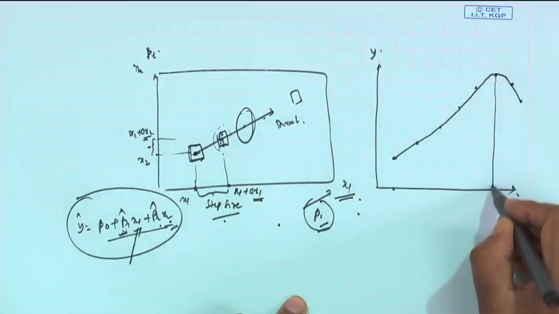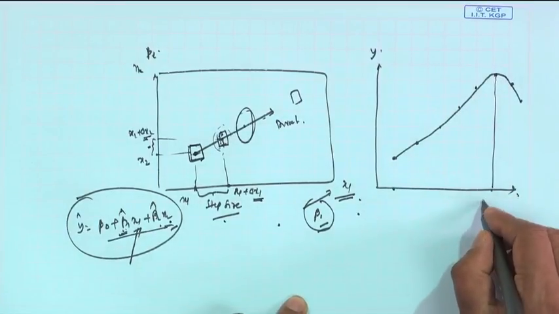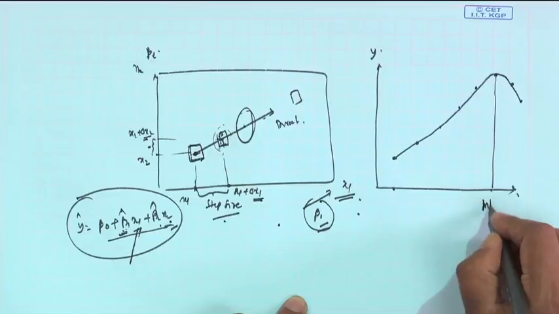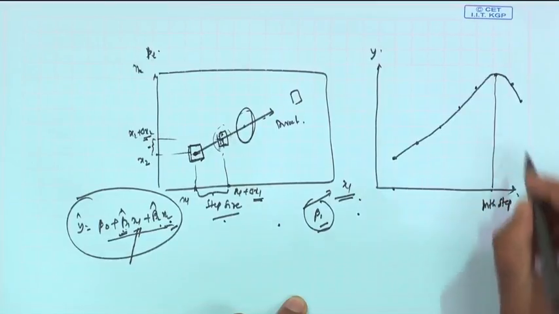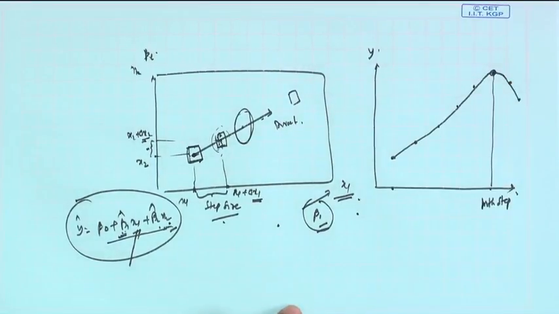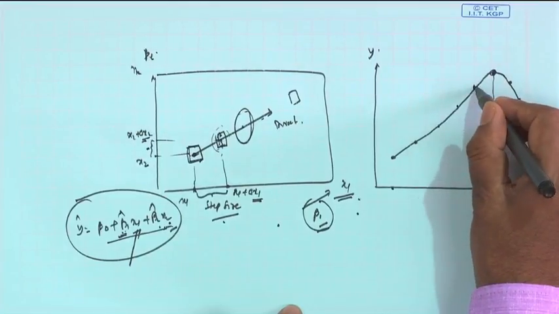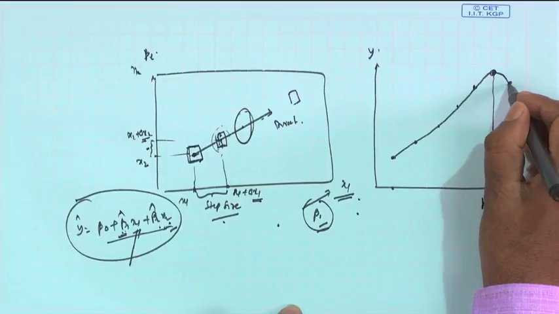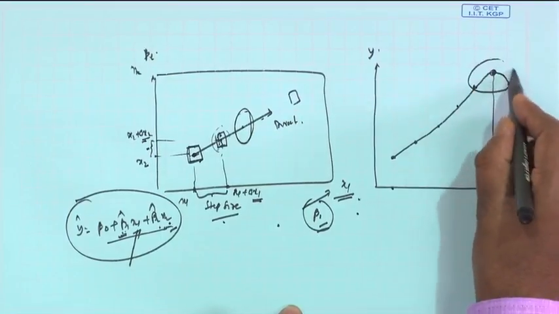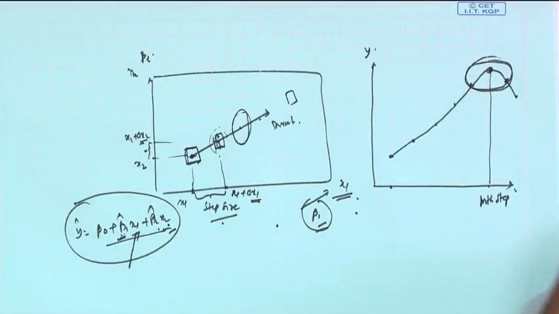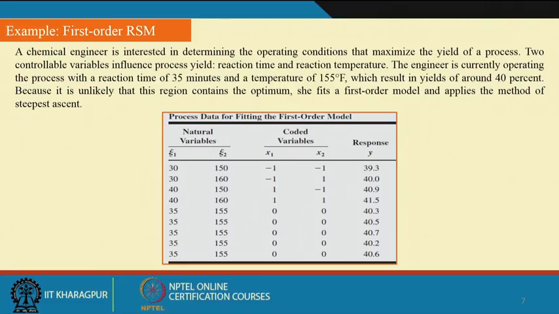Suppose this is the mth step, and this is the maximum one. Below this you have a lower value, and above this also you have a lower value, and here you got a curvature.